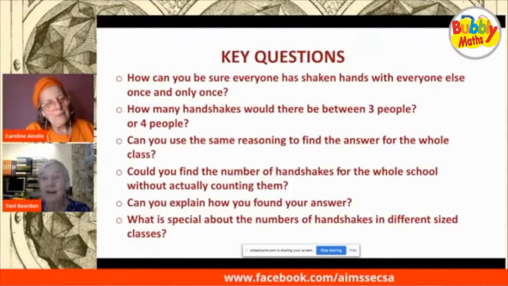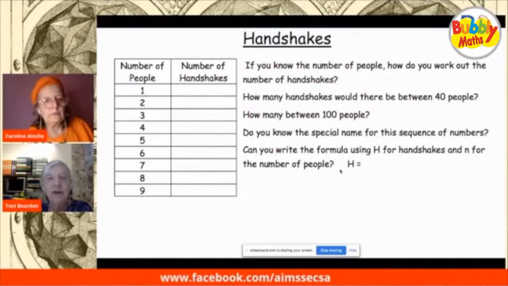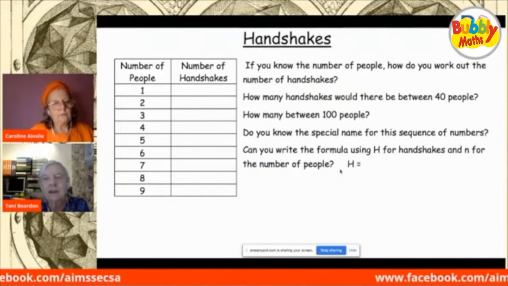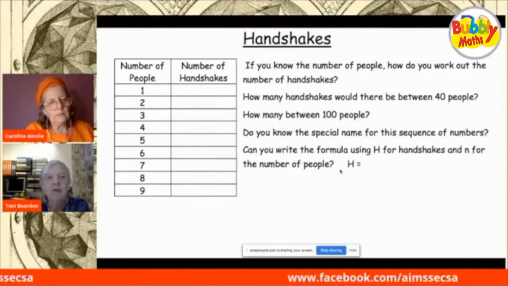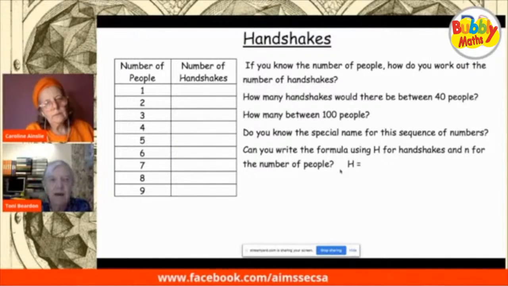So the formula starts H equals, and then after that comes something that has N's in it, which tells you the number of handshakes. And it's a sort of shorthand for the answer. So you could make N equals 20, or you could make N equals 40, as we question here. You could make N equals 100, or whatever you choose. And once you get to that stage, you've already thought about it, you've already worked out what the connection is. So you just have to put in how many people, and you know how many handshakes.